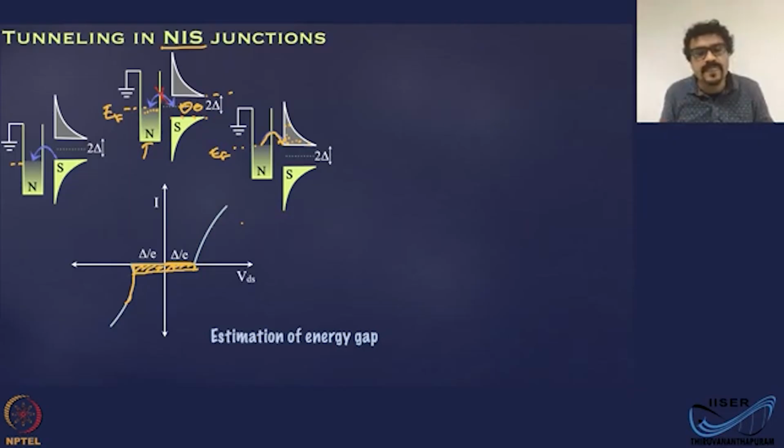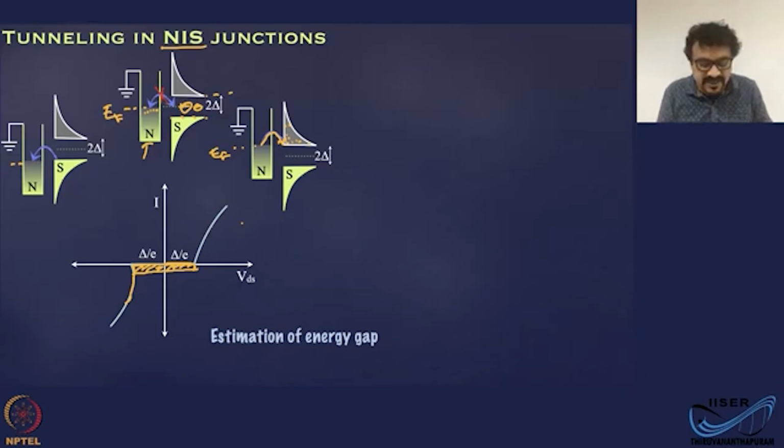And just by doing this measurement, you can directly measure the superconducting gap. It's a very simple measurement. You just apply voltage and measure the current. You just do an IV characterization of the junction.